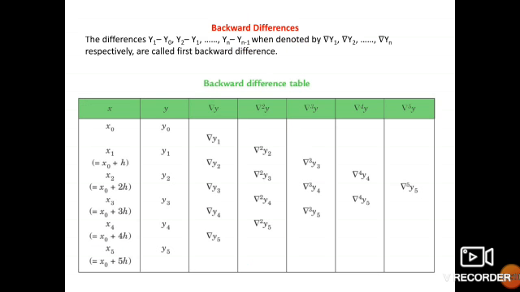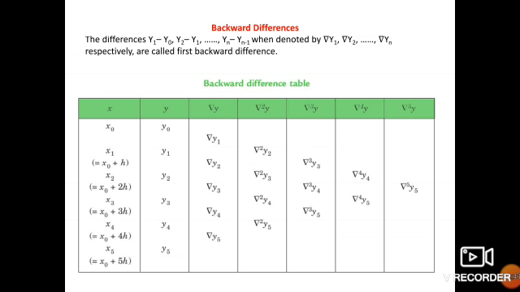In this video, I'm going to explain the problem of backward difference. The differences y1 minus y0, y2 minus y1, and so on, yn minus yn minus 1, are denoted by del y1. So these are the backward differences, and see the backward difference table.